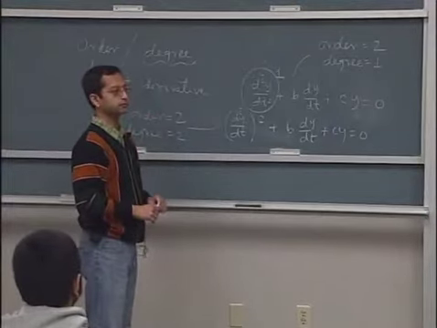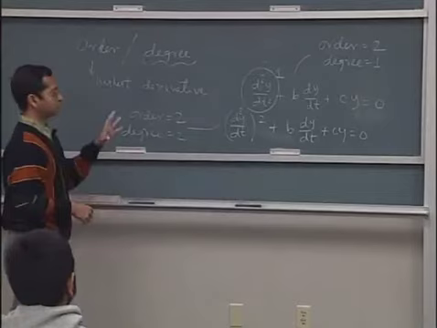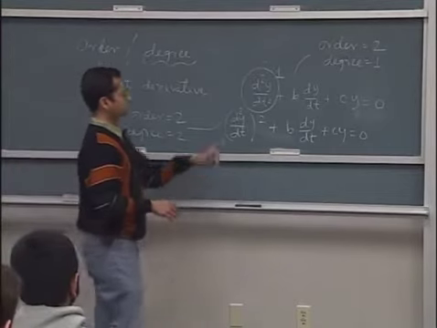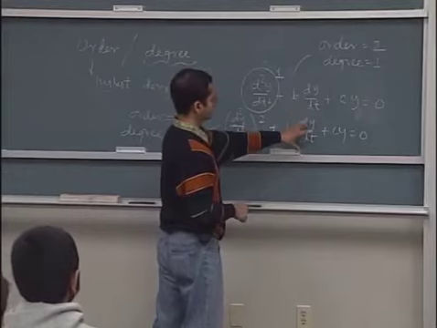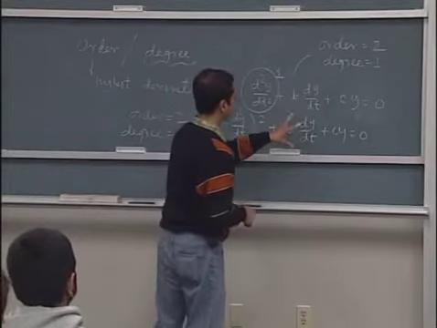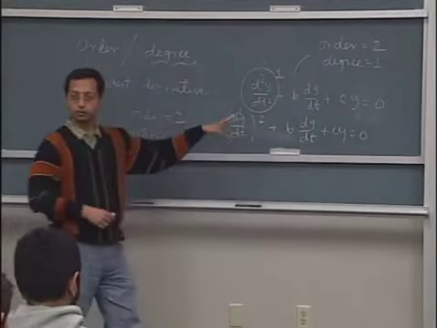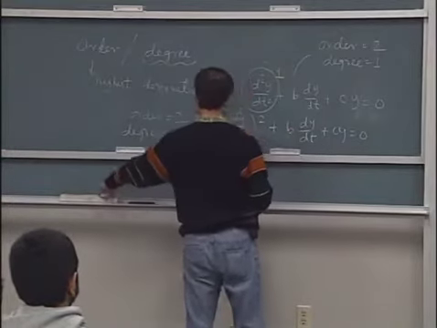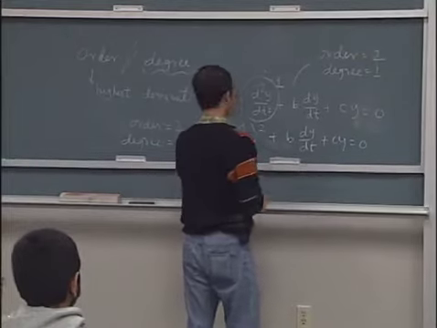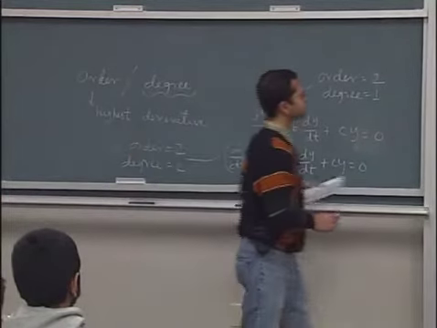On the highest derivative. Now there is a subtlety. The subtlety is that all the terms in the equation should have integer power, not rational power. That means if you have this differential equation, let me write on the other board.